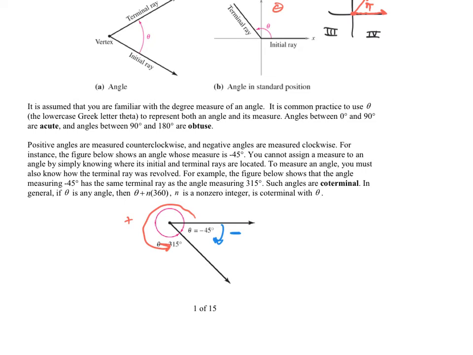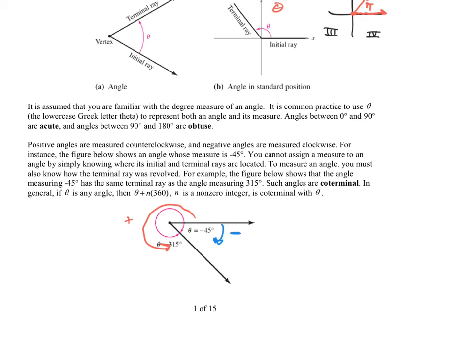I drew the red angle, that's the positive, that's 315, versus the blue angle, which is negative 45 degrees. So if we have that same initial ray and that same terminal ray, that's not enough to tell you what the angle measure is. You actually have to draw that red line or that blue line that I drew indicating the direction of the angle. But since they have the same initial and same terminal rays, those are called coterminal angles.